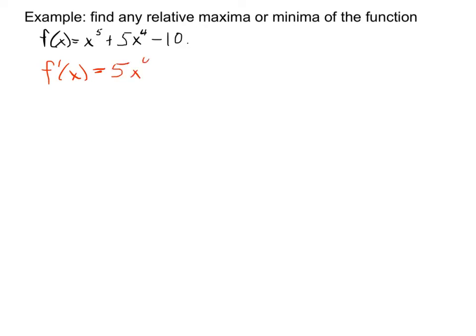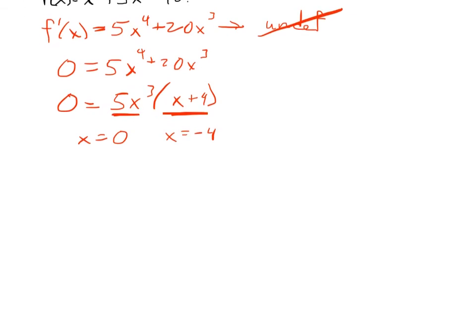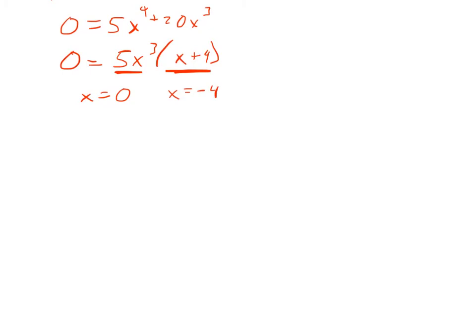The derivative here is 5x to the 4th plus 20x cubed. We need to look at where this is undefined, which it isn't, and where it's 0. 5x to the 4th plus 20x cubed. If I factor, I've got 5x cubed times (x plus 4). So it seems like my critical numbers are where this is 0 and where this is 0. So that's 0 and -4. So great, those are my two potential maxes and mins. I now need to test out what happens with -4 and what happens with 0.